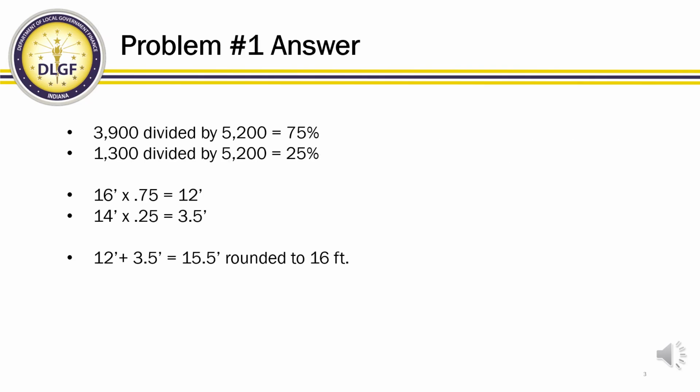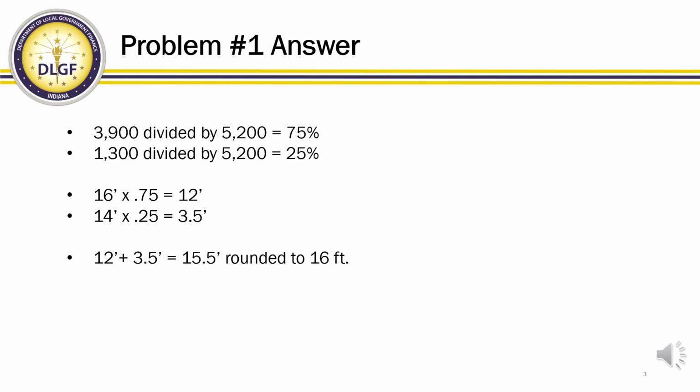Going over the answer for problem number 1, the first thing that we needed to do was find the contributory percent for each wall height for the portions of the building. So we're going to start with taking the 3,900 divided by the total square foot of 5,200, and that's going to give us 75%. And then next we're going to take the 1,300 divided by the 5,200, and that's going to give us 25%. The next thing that we need to do is take our 16-foot wall height, and we're going to multiply that by 0.75 or 75% because that's the contributory portion of that improvement.